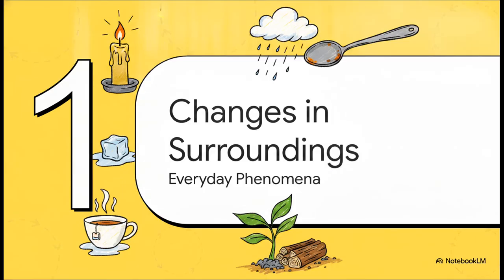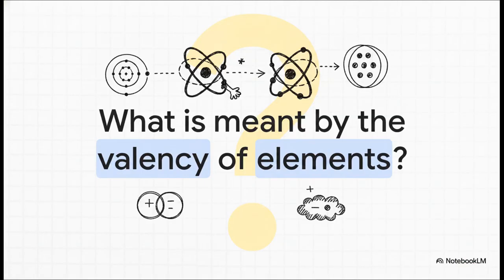Section 1, Changes in Our Surroundings, Everyday Phenomena. Let's get right into it. But before we jump ahead, let's do a quick recap. Can you recall what we learned in our previous standards about the valency of elements? We know compounds are formed by the chemical combination of elements, right? And the absolute main driving force behind forming these chemical bonds is just to attain an electronic configuration with a complete octet. Atoms will give, take, or share electrons to get there. Keep this basic principle in mind as we move forward.